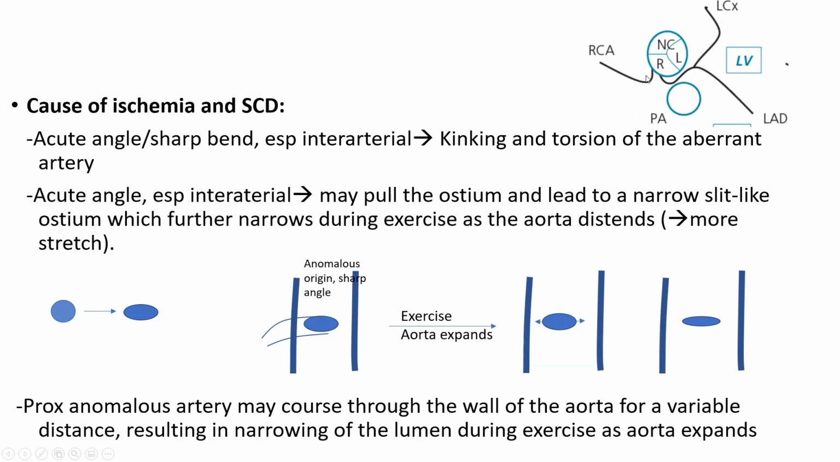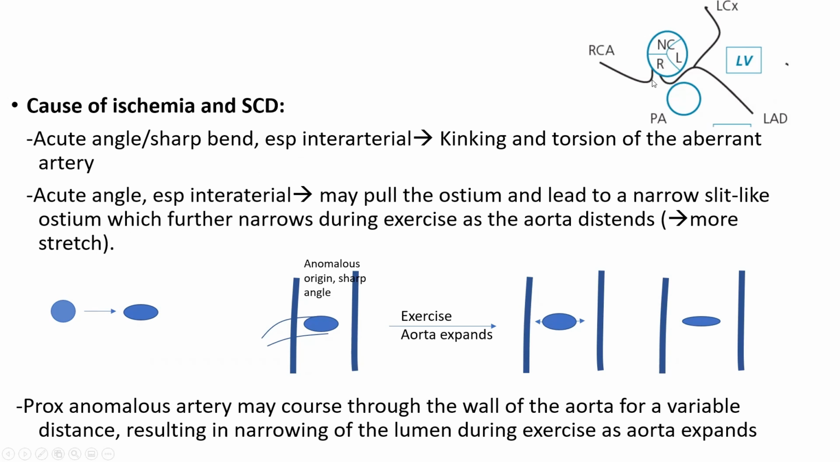The anomalous coronary, particularly when you have an interarterial course, causes an acute angle, a sharp bend, which causes kinking and torsion of the aberrant artery, particularly here at the sharp bend area. So you get it more with interarterial than you get it with the smoother courses, like anterior or subpulmonic.